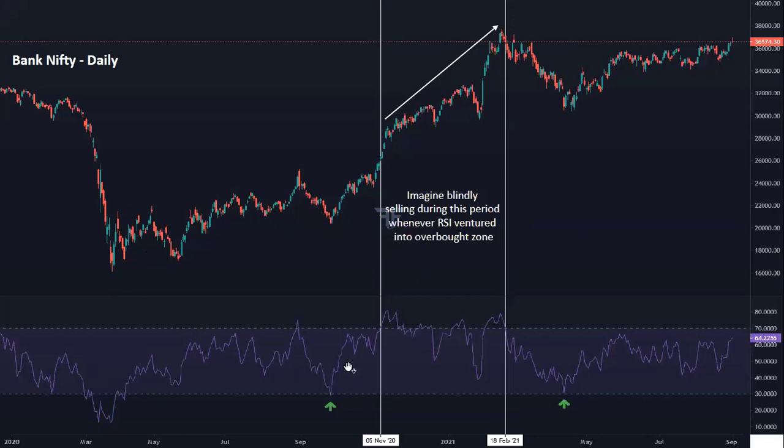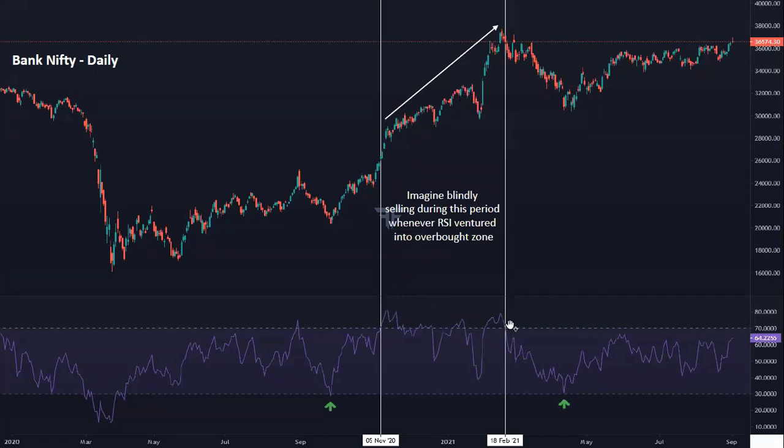Now later on, see what happened. From this oversold region, the RSI started rising and ventured into the overbought region. Now look at what Bank Nifty did in between these two white lines. The RSI was frequently getting overbought, but the Bank Nifty kept rising. Never did it show signs of fatigue or signs of reversal. As you can clearly see, Bank Nifty is continuing to make a series of higher highs and higher lows, which is a classic definition of a security in an uptrend.